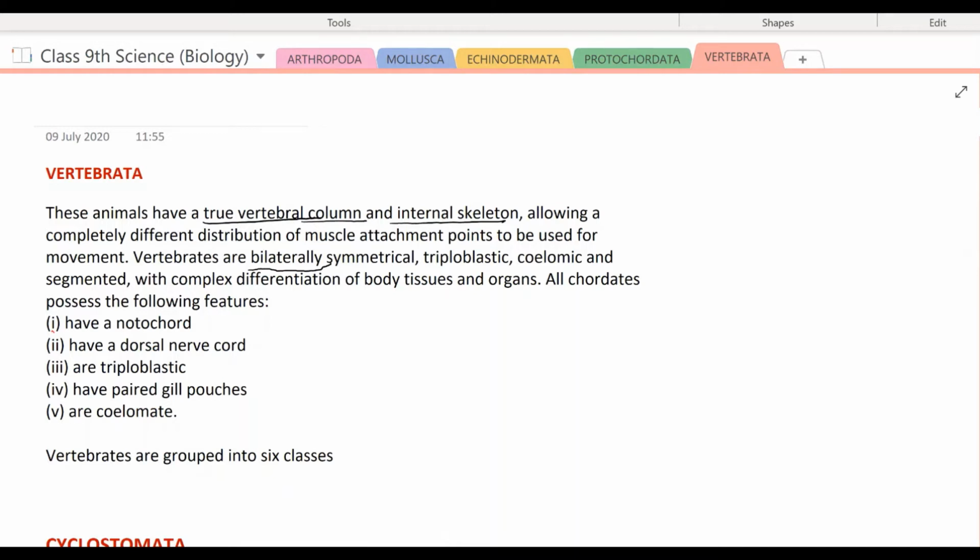All chordates possess the following features: a notochord, a dorsal nerve cord, triploblastic, paired gill pouches, and coelomates.